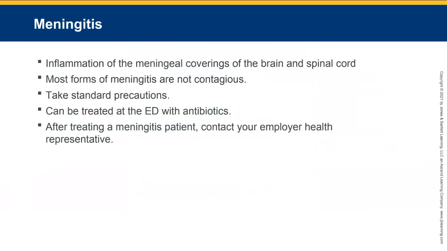Meningitis. This is inflammation of the meningeal covering of the brain, the membrane that covers the brain and the spinal cord. Most forms of meningitis are not contagious, but there is one that is. Take standard precautions; it can be treated at the ED with antibiotics. After treating a meningitis patient, contact your employer health representative. And there are meningitis vaccines available. I don't think it's available in Jamaica, but you can definitely get it in the States.